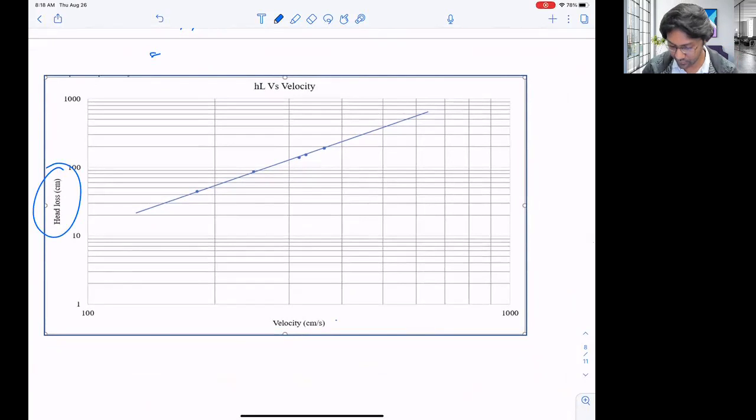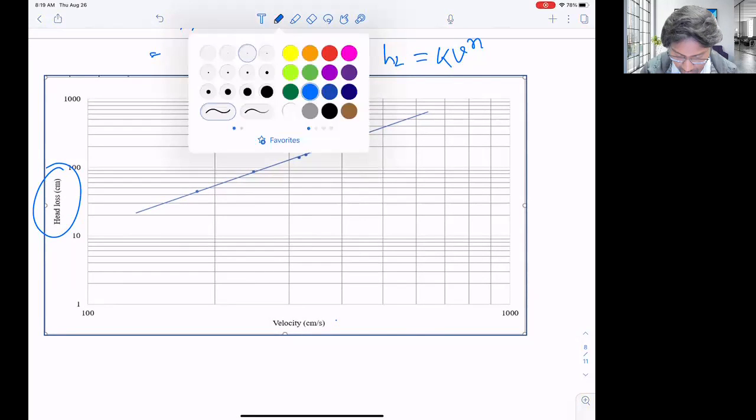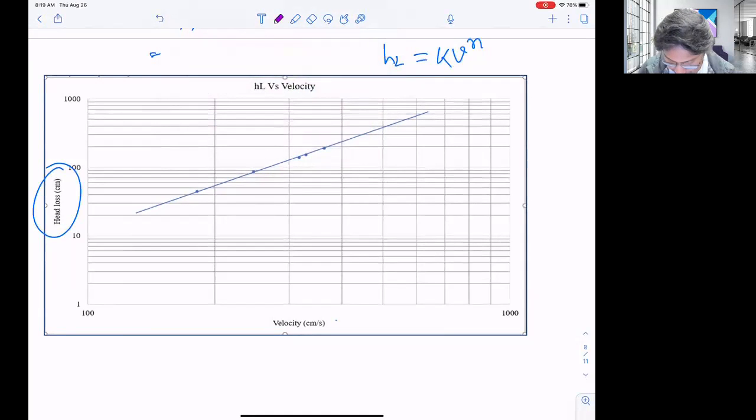So the value of N for this equation, HL is equal to K V to the power N, should be between 1.7522 and 2.0. I quickly plotted this one. Let me check if I can read the value as before. I don't have any specific point for this one, so I can select this point. It looks like it is in the middle of that.